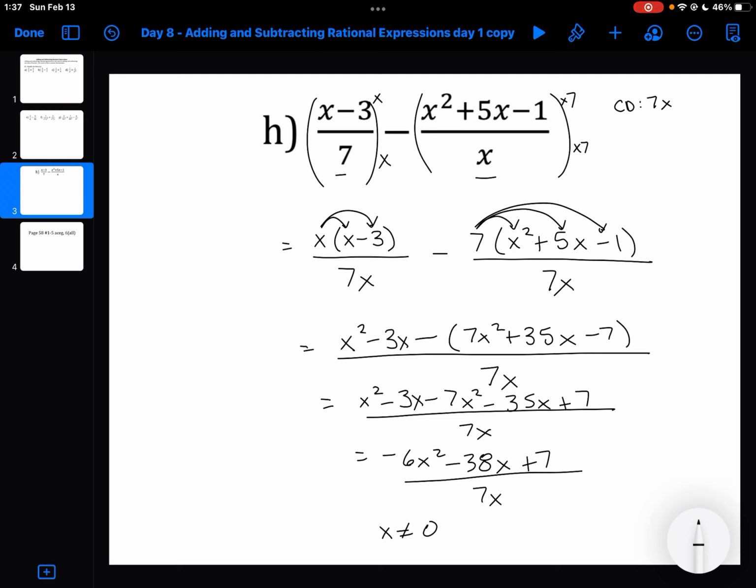And those are examples of adding and subtracting rational expressions with one term in the denominator.